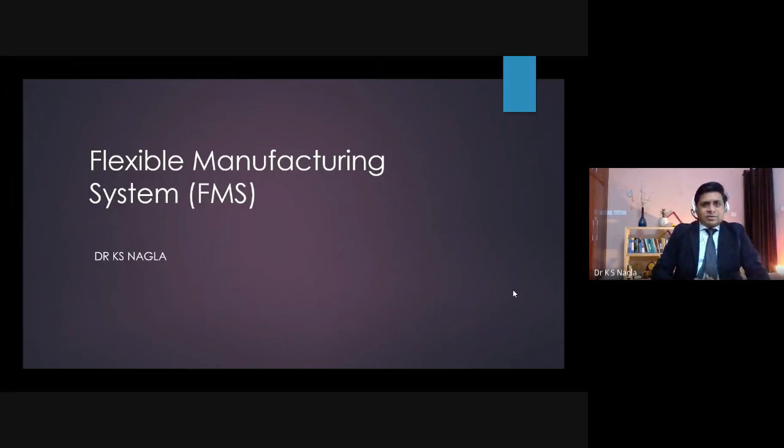Hello everyone, this presentation is about the flexible manufacturing system. As you already know, the flexible manufacturing system is a demand of industrial automation in the present era. As you know, there are many advantages of the flexible manufacturing system over the conventional manufacturing system.